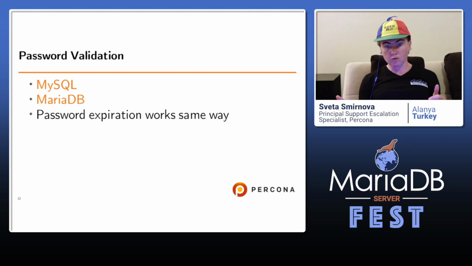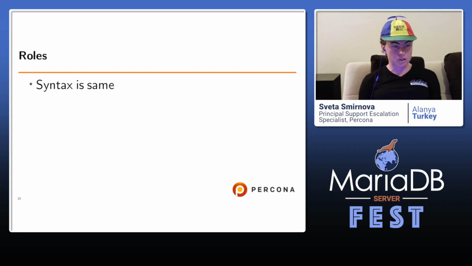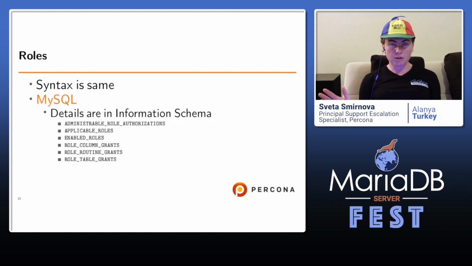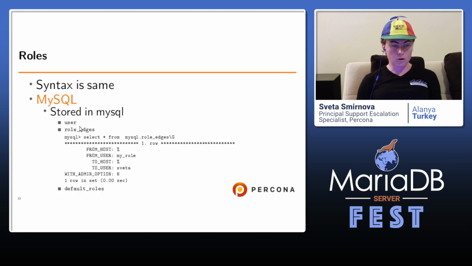Password expiration works the same way, so you can just set up EXPIRE PASSWORD, as it's absolutely the same syntax. Now for roles, again the syntax is the same, but it has different storage and different information about where you can find information about your roles. MySQL has 6 tables which show details about roles and store role definitions, and tables inside the mysql database, and also mysql.role_edges, which connects a role with a user.